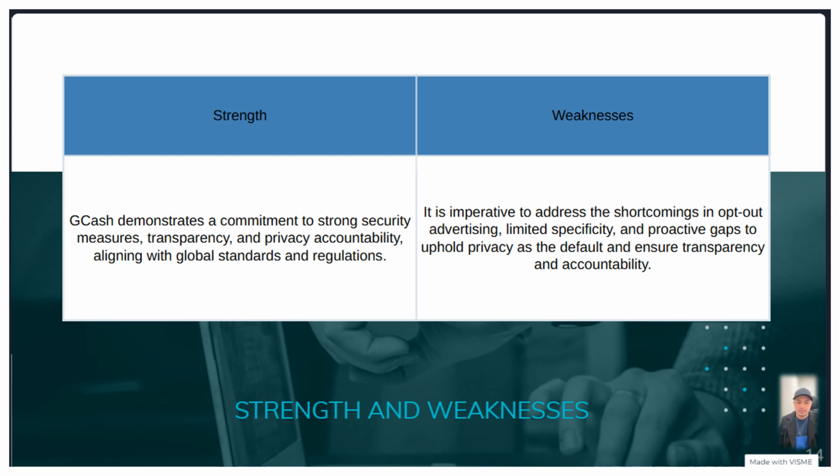The strength is that they demonstrate a commitment to strong security measures, transparency, and privacy accountability, aligning with global standards and regulations. What about the weaknesses? It is imperative to address the shortcomings in opt-out advertising, limited specificity, and proactive gaps to uphold privacy as a default and ensure transparency and accountability.